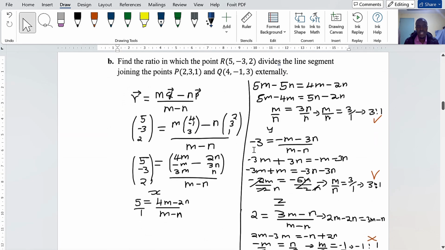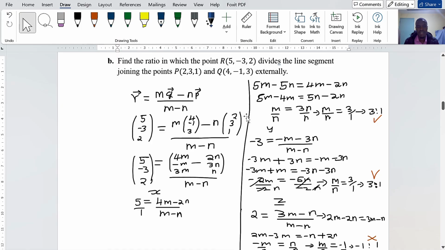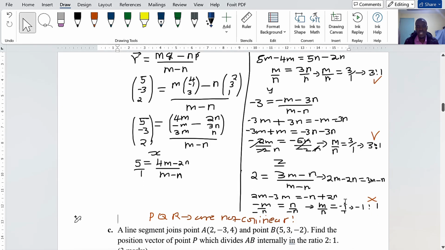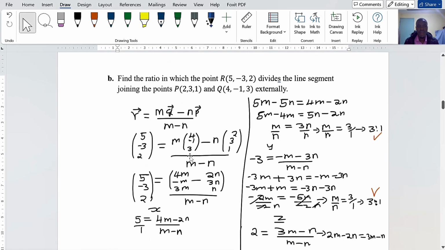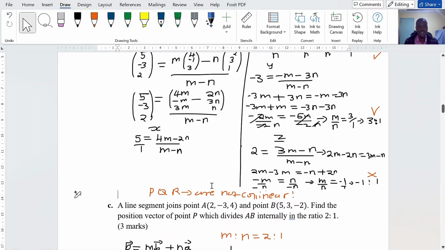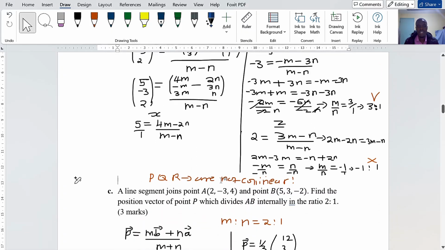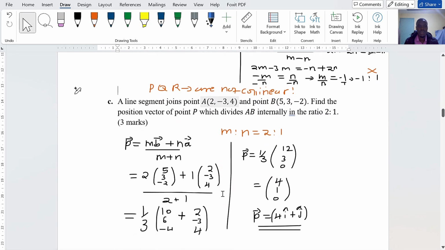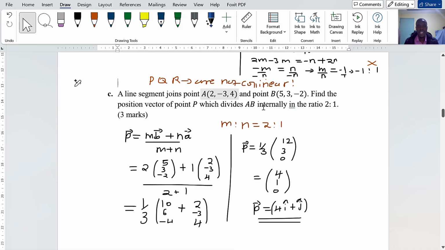Then we applied it to finding the ratio. Unfortunately, we couldn't say the ratio is 3:1 because the z-axis failed. So it means there might be a typo in this question, or P, Q, R are not collinear. And that is what we have. Now we applied the formula of internal division and got the position vector P. And that marked the end of revision 1.